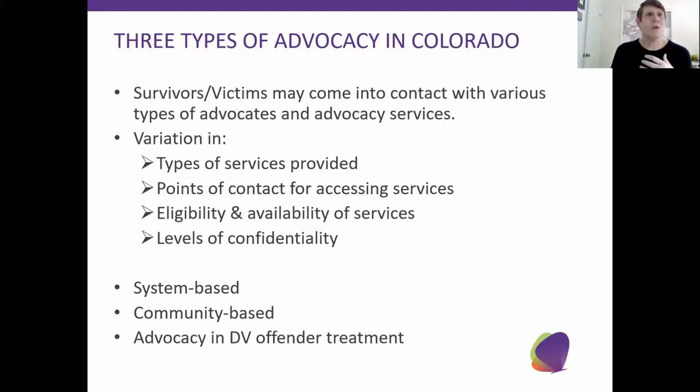It's important to know what survivors and victims might be coming in, who they might be coming into contact with. Survivors are going to be in different places at different points in time, and if there is a criminal legal process happening, or if there's civil things happening, they can be in different places. So recognizing that all 3 types of these advocates are going to look a little different. There's going to be variation in the types of services that are provided by each advocate, variation in the points of contact for accessing, as well as the availability and eligibility for services, and the levels of confidentiality. Confidentiality is going to be a big one, and we're going to touch on that throughout the rest of the webinar. But keep that in mind, and I definitely encourage you to ask questions if you have them about anything, but also especially about confidentiality.